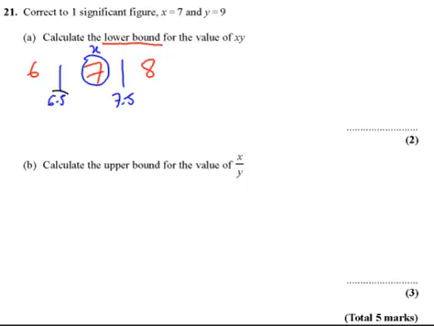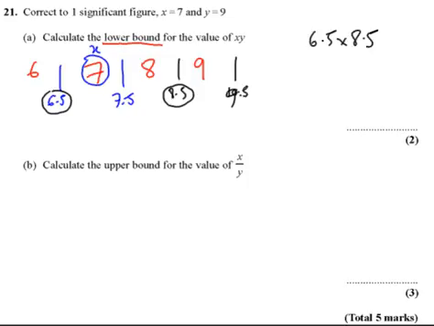The same works for y. y has been called 9, which means that its lower bound would be 8.5, and its upper bound would be 9.5. So the lower bound for x is 6.5, the lower bound for y is 8.5. And if we do 6.5 times 8.5, we get the lower bound for the product xy, which comes out as 55.25.